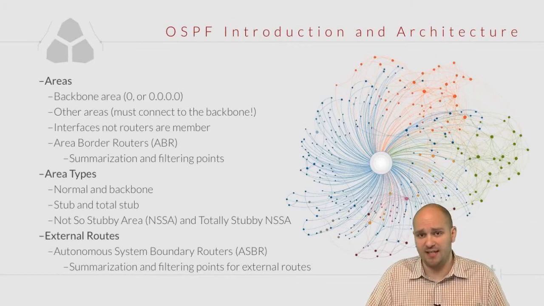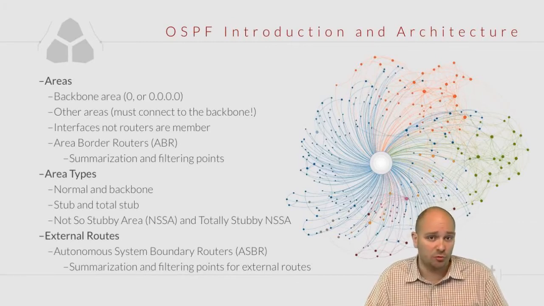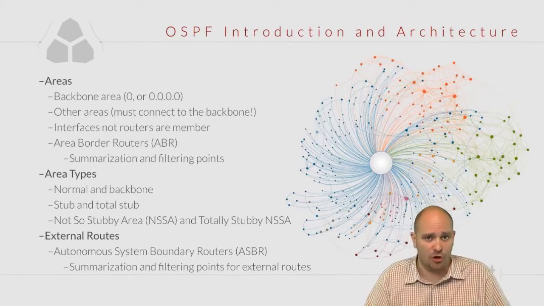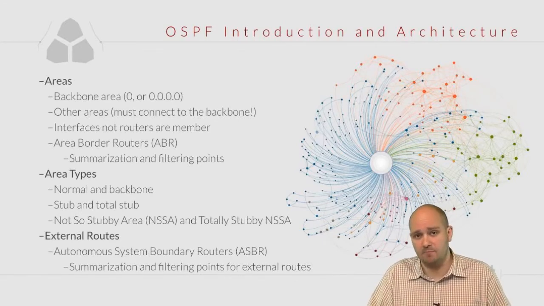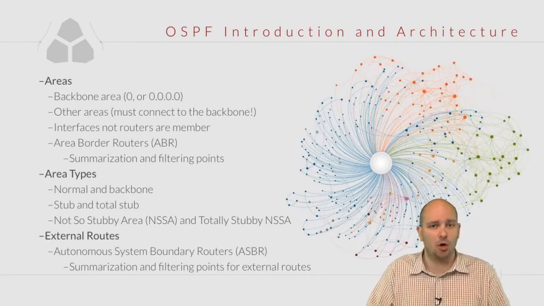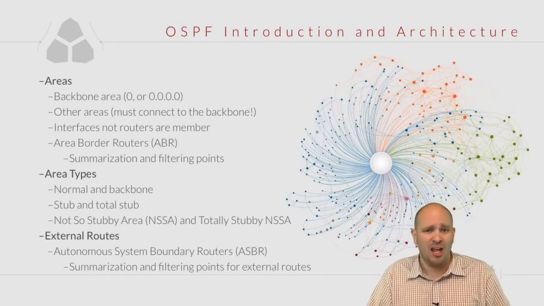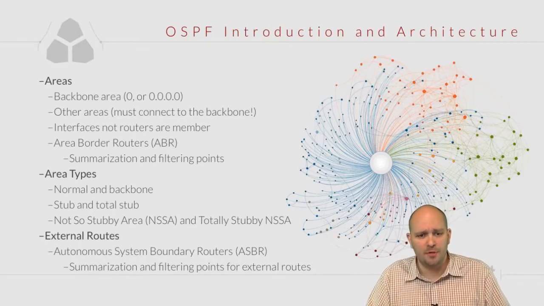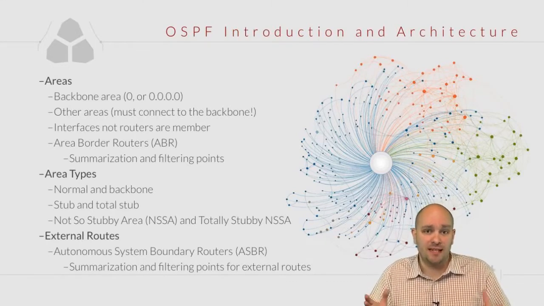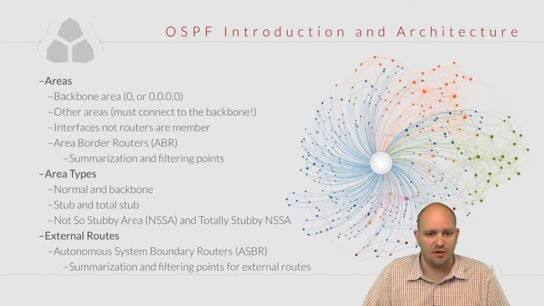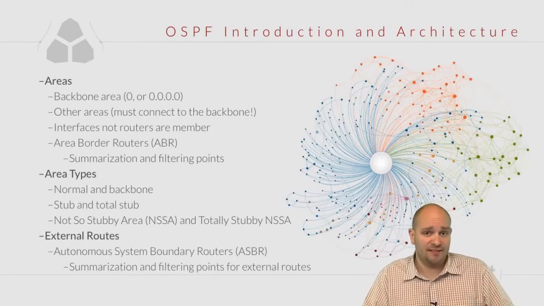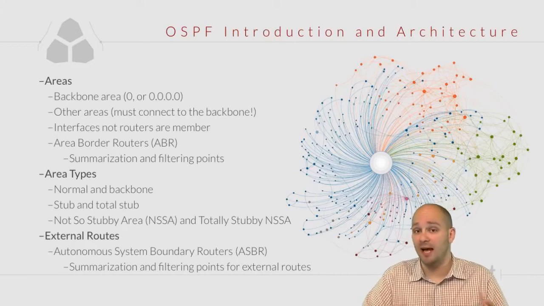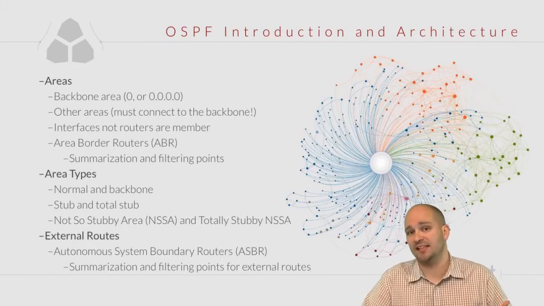This area has the area identifier of 0.0.0.0, or simply area 0. This is how it can be represented in IOS, but technically speaking it's also a 32-bit number, just like the router IDs are 32-bit numbers, but area 0 is a special case and it can be represented as just 0. There are other areas that can have any identifier, also a 32-bit number, and in IOS they can also be represented as a single number.